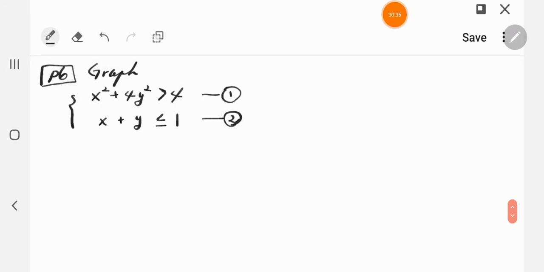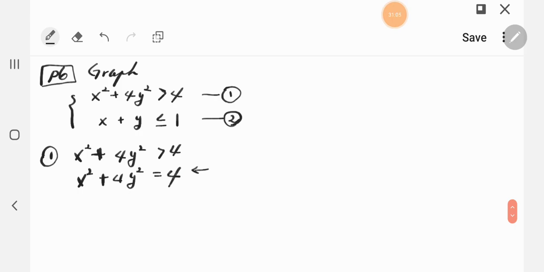Okay, this is a practice example, number 6. This is not in your textbook. Alright, so the first inequality, what is this one? Isn't it an ellipse? This is plus, right? Plus means ellipse or circle. Okay, so if we make an equation, then this is an ellipse.